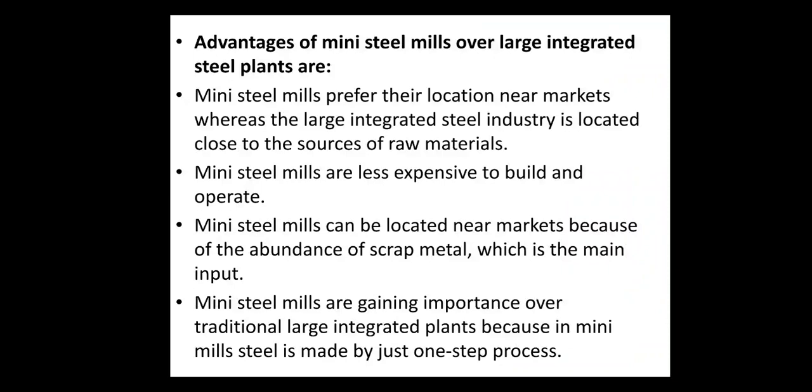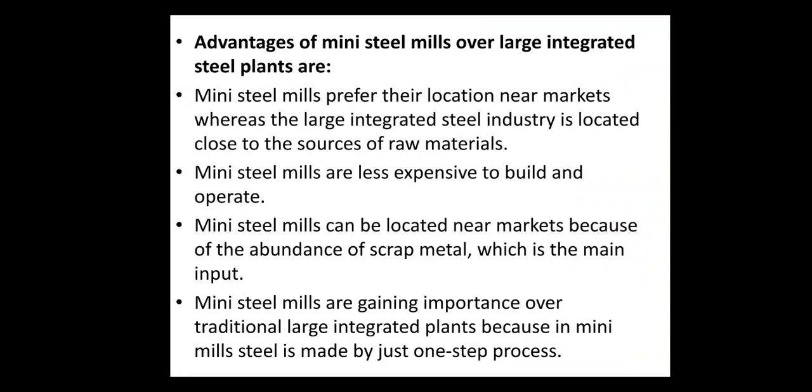Following are some of the advantages of mini steel mills. Mini steel mills prefer to locate near the market, meaning near urban areas, whereas large integrated steel plants are located where? We already know one of the main factors that affect the location of the iron and steel industry is raw material, because it is a weight-losing industry. So most integrated steel plants are located near the source of raw material. As compared to that, many mini steel mills are located near urban areas.